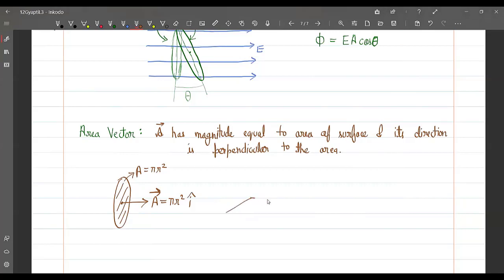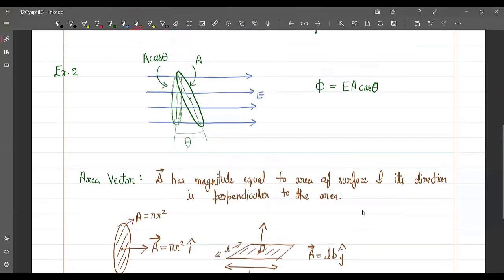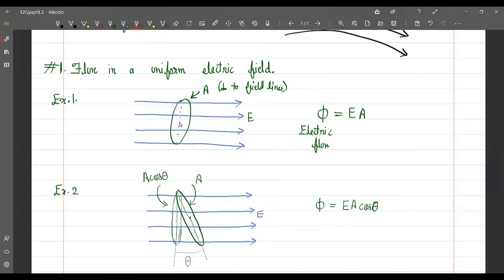Suppose you have a square plate or rectangular plate, and this is like this. The length is L, the breadth is B. Then the area vector will be perpendicular to the area. So you can write the area vector here as L into B, and it is upward, so J cap. Just like this. So even in the first case, we see the direction of area vector is like this.